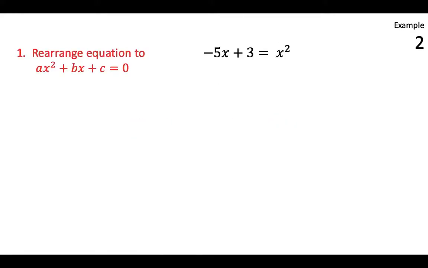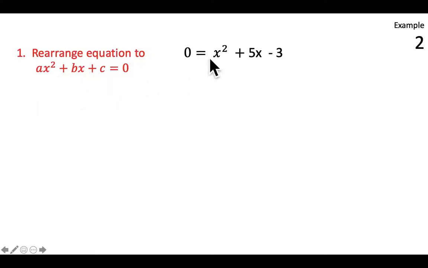Okay, let's try another example. All right, so this is another one that we need to rearrange. We're going to add 5x to both sides, and we're going to subtract 3 from both sides. So it turns into the equation that you see on your screen now. Now it's in the correct ax squared plus bx plus c equals 0 format.